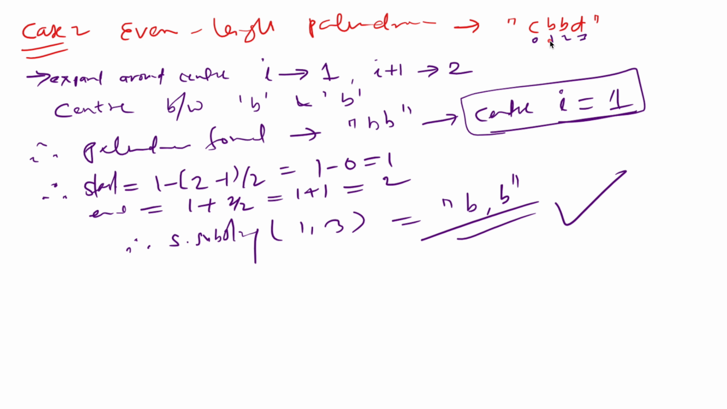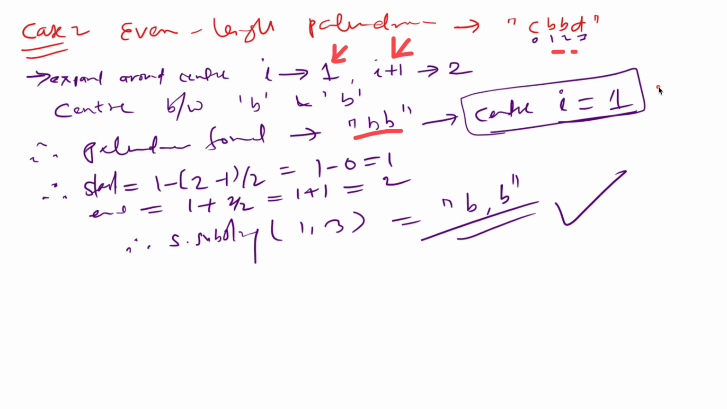Similarly, if the even case is there, you will get the center, either you will take 1 or 2, correct? So the possibility is either you take center i at 1, or center is i plus 1, that is 2. Either you will take here or here, B or B, correct? So the center is between B and B, so the palindrome will become BB. Can we say that?